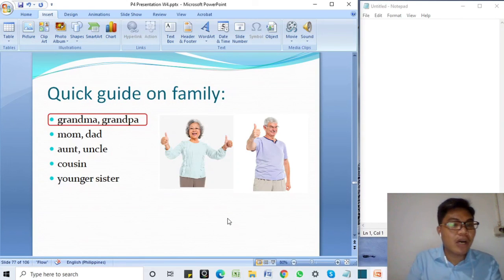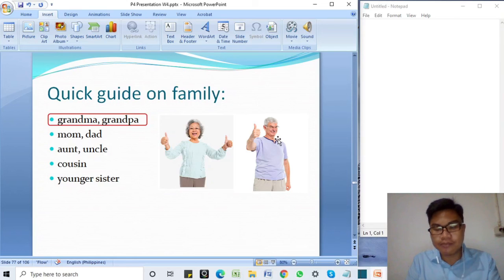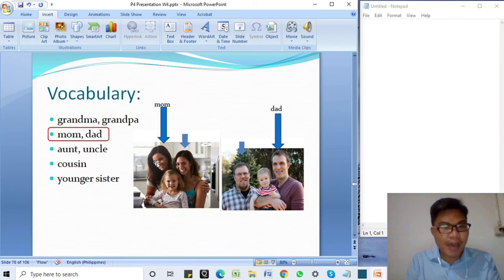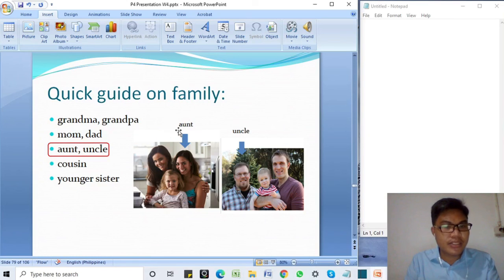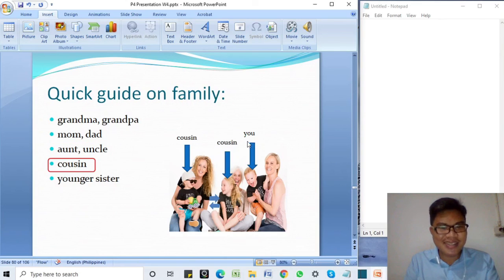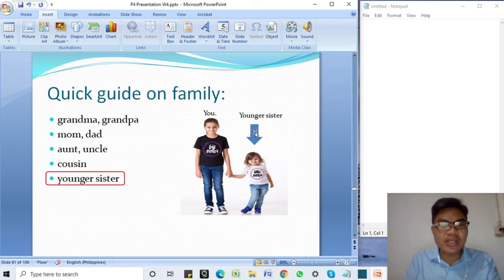So just a quick guide of the family. These are the grandma and grandpa. This is the mom and this is the dad. Aunt and uncle. Cousins. So these are your cousins. And younger sister. Okay?